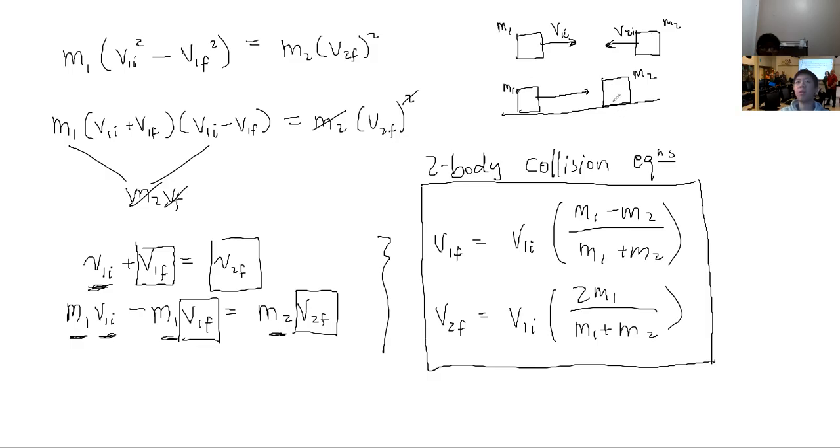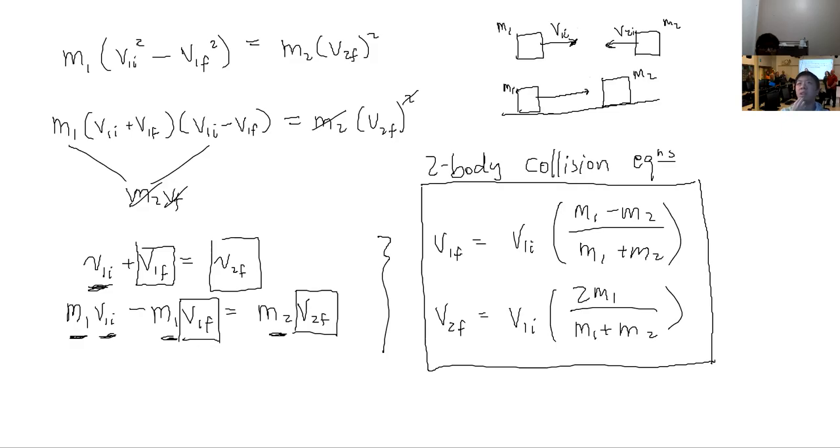So if I am walking towards you and you are walking towards me, then to you, am I approaching you more quickly or more slowly than if you were standing still? If we were walking towards each other, it's faster, right? So it would make sense that the velocity of mass one with respect to mass two, in the frame of mass two, would be faster than V1i, right?